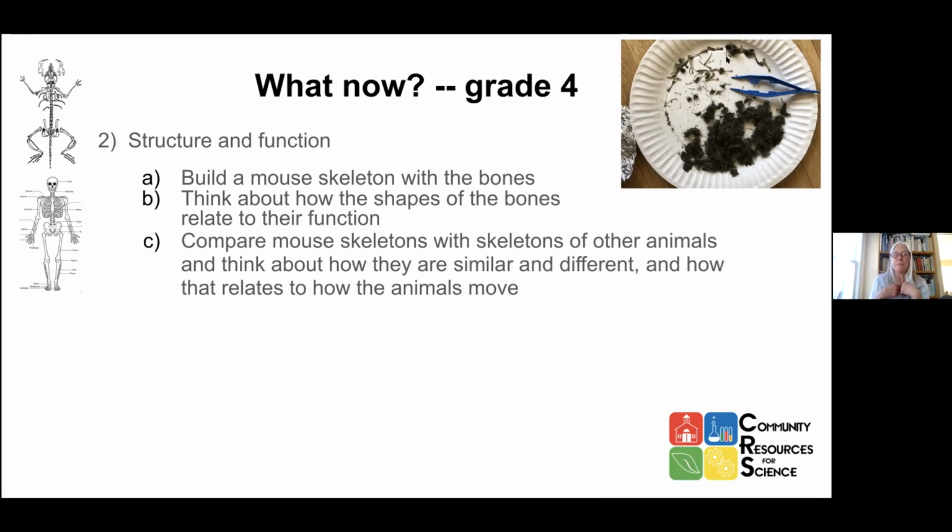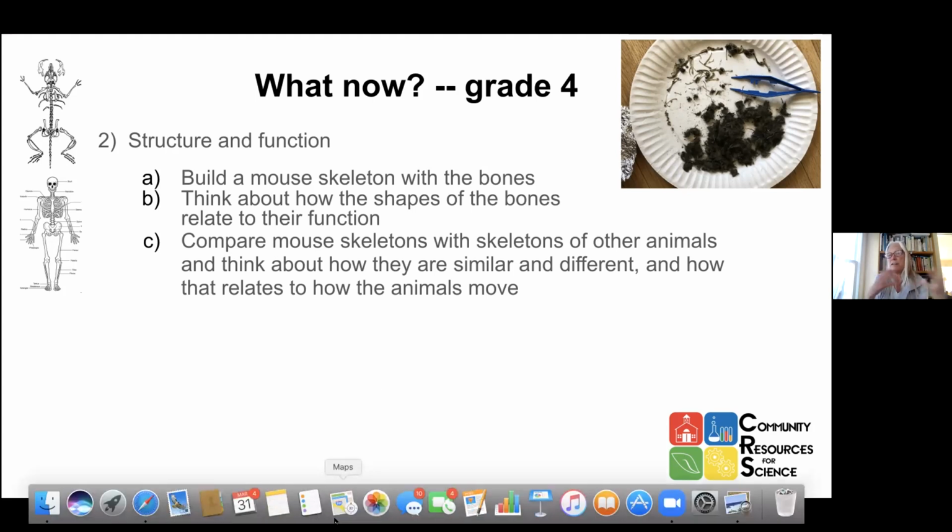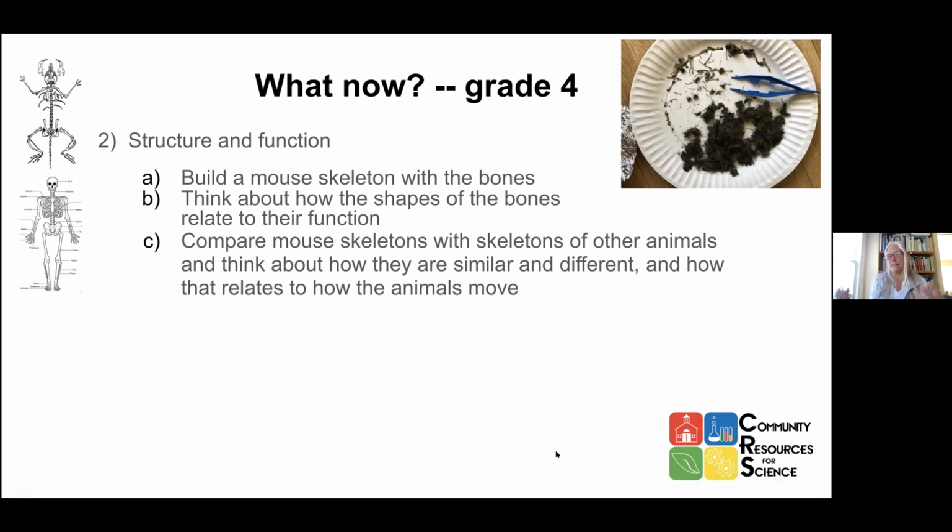You could compare mouse skeletons to other animals, and I will give you a manual of images of skeletons of lots of different organisms, humans, cats, frogs, and look and see what are the similarities and differences in the skeleton. And maybe how do those differences affect what they do in terms of how they move. So that's a way to extend the data that you've collected from the owl pellet. And next.